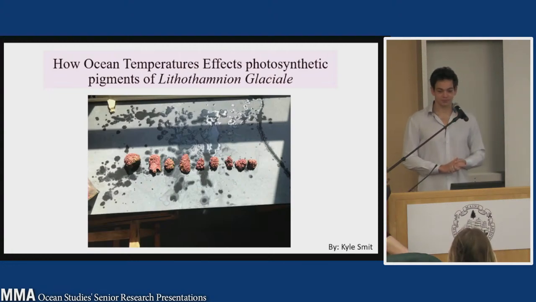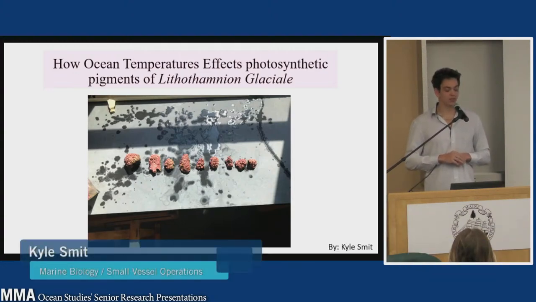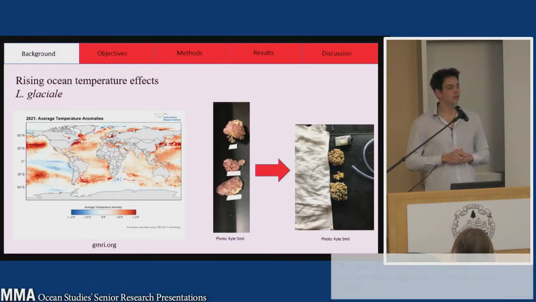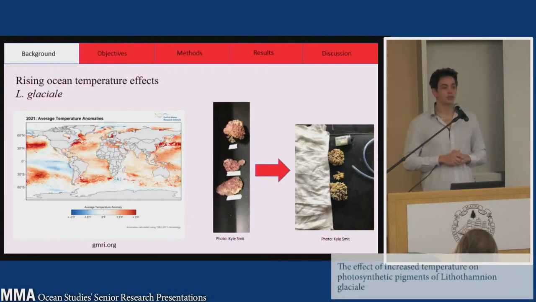Yeah. Hi, so my name is Kyle Smith, and today I'll be presenting on my topic, which deals with how ocean temperatures have affected the photosynthetic pigments of Lithothamnion glaciale. A little bit of background about my project. I decided to do this because, as we all know, the world's oceans' water temperatures are warming. However, the Gulf of Maine is warming at a rate of 96% faster than the rest of the world's waters. And I wanted to know what this meant for all-encompassing biota that inhabit the Gulf of Maine. And when I mean all-encompassing biota, I don't just mean the iconic Maine lobster.